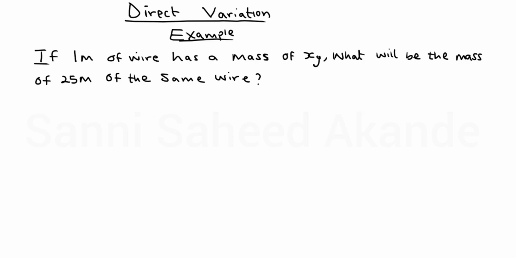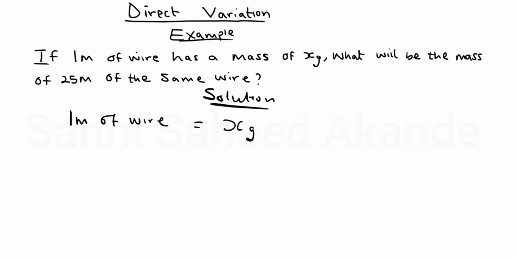The first question says, if 1 meter of wire has a mass of x gram, what will be the mass of 25 meter of the same wire? Solution. The question says 1 meter of wire is equal to x gram, and we are told to find the mass of 25 meter of the same wire.